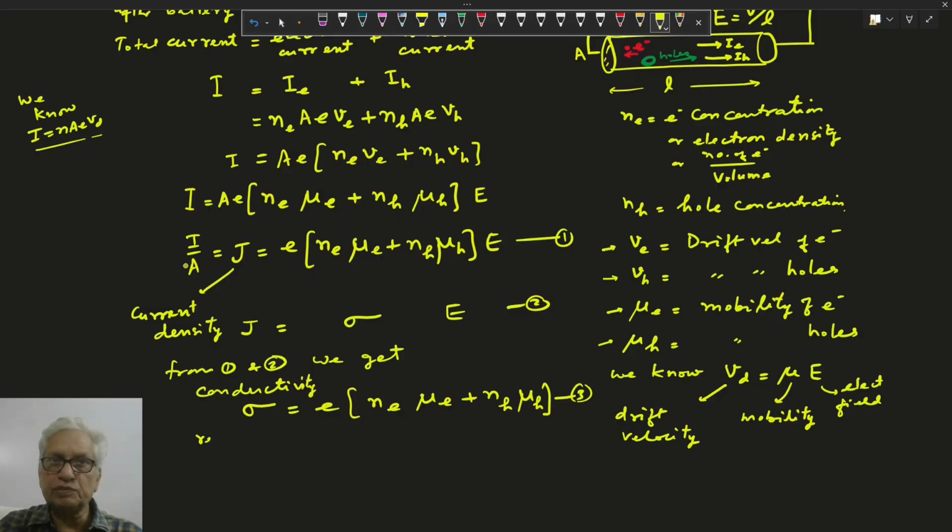Now, the reciprocal of this is the resistivity. Rho is the reciprocal of the conductivity, so rho equals 1 upon e (NE mu E plus NH mu H).